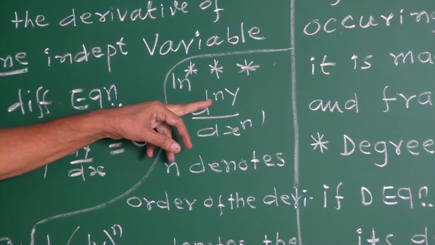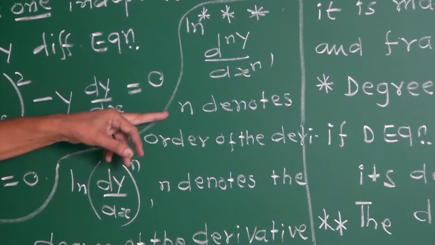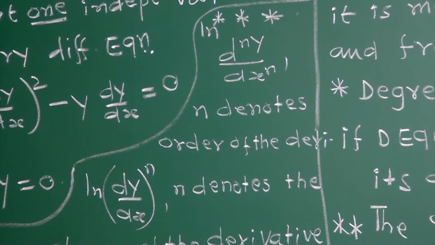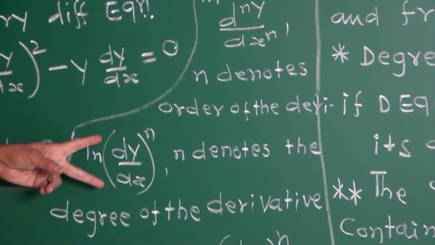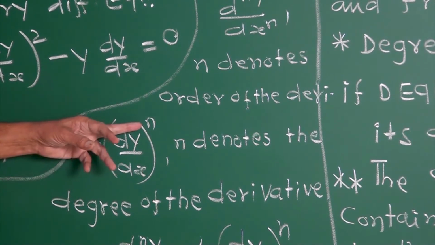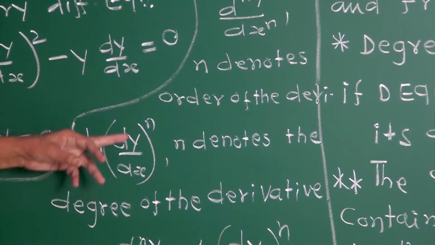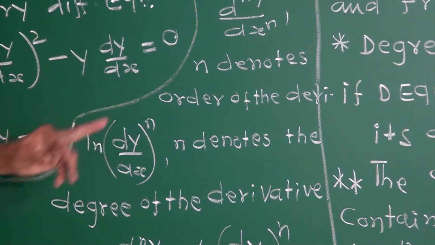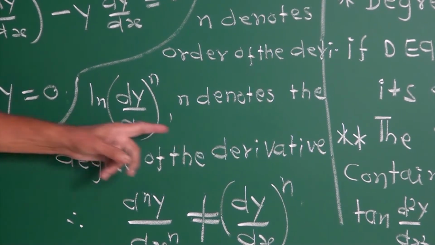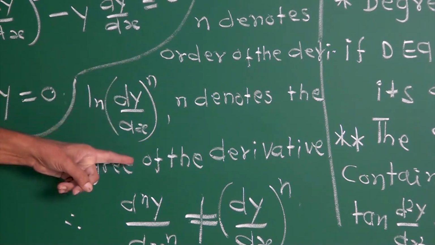This n denotes the order of the derivative. In the symbol, (dy by dx) to the power n, this n denotes the power of dy by dx. This power n denotes the degree of the derivative. In this symbol, n, it is a power, denotes what?